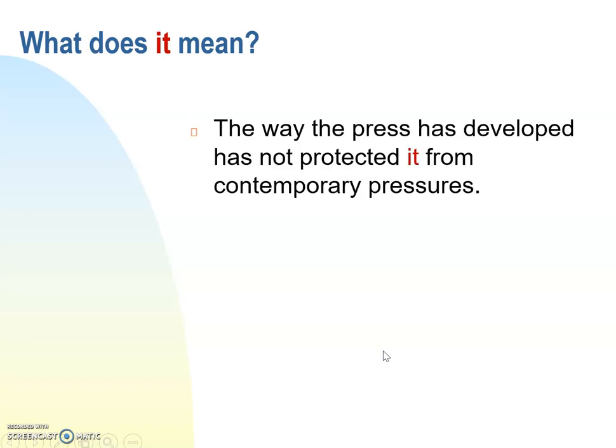So when we ask, what does it mean? Let's take an example. The way the press has developed has not protected it from contemporary pressures. So we see the word it. It refers to a noun. So we go back. Has not protected, that's a verb. Has developed is a verb. The press has not protected the press, or the way has not protected the press from contemporary pressures.